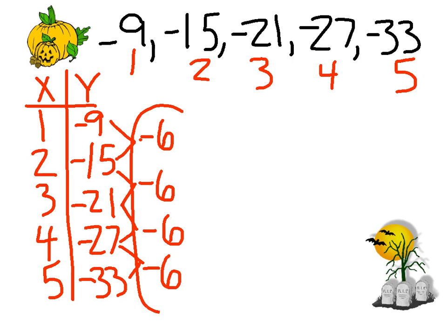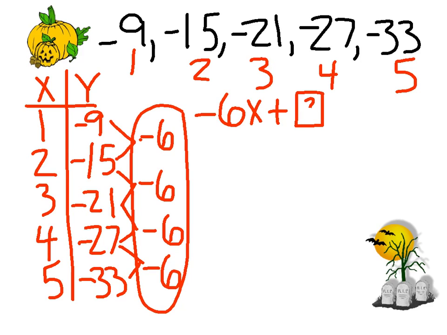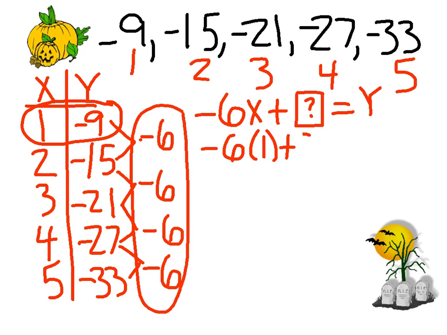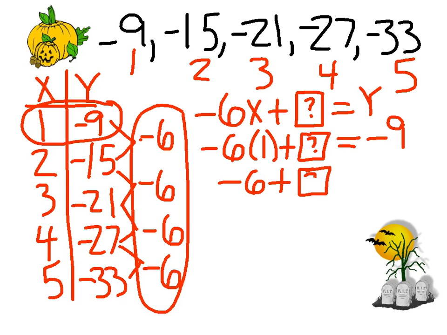Alright, so we already know what our coefficient is. Our coefficient will be negative 6, so we have negative 6x. We need to find what our number is here to give us our y value. So we're going to plug in one of our ordered pairs. So we have negative 6 times 1 plus our number is equal to our y value, which in this case is negative 9. And then we solve for the number. So negative 6 plus that number is equal to negative 9.